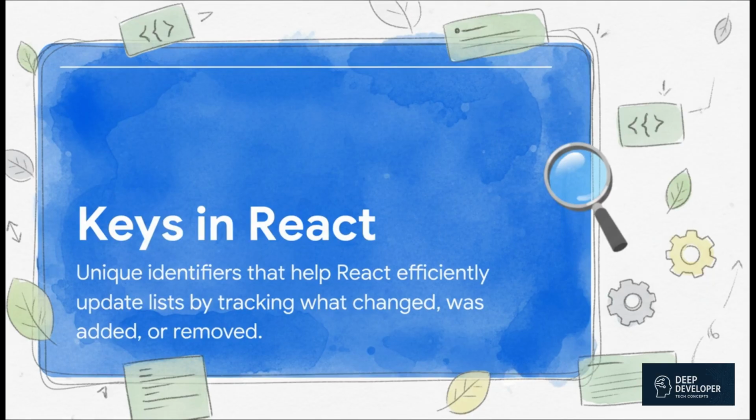But why does React care? Imagine your list changes. Maybe an item is added or the order shuffles. React uses these keys to figure out exactly what changed. That way, it doesn't have to waste time re-rendering the entire list. It can just update the 1 or 2 things that are different. It's a massive performance boost.